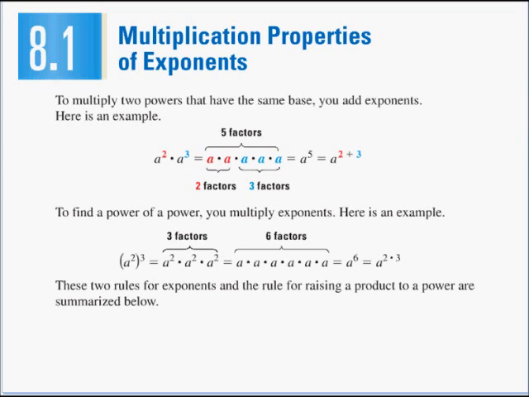A simpler way, we could do a squared times the power that's cubing it, so a squared times 3 equals a to the 6th. These two rules for exponents and the rules for raising a product to a power are summarized on the next screen.